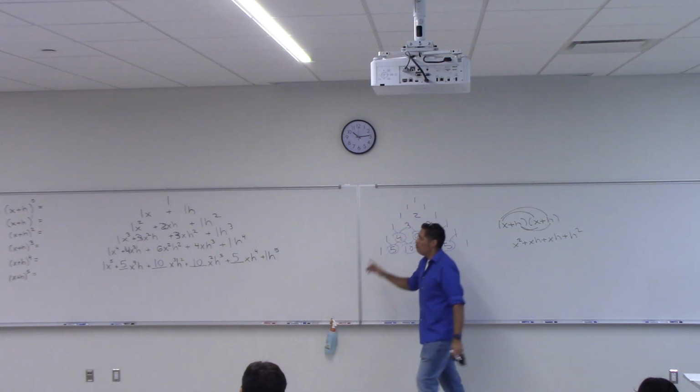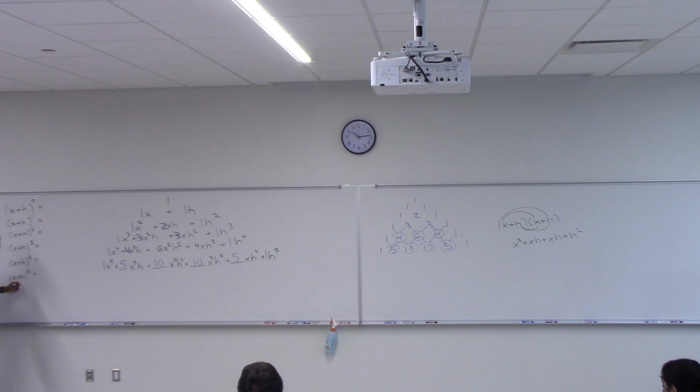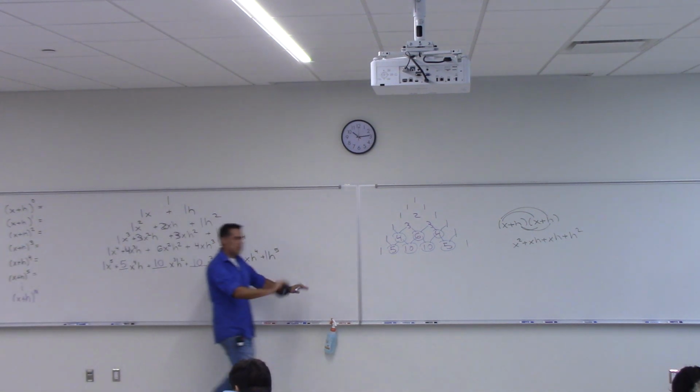All right, I'm out of time. We will pick up next class, because what we're interested in is what would be the formula, what would it look like to have (x + h) to the nth power. What would that look like? All right, so we'll talk about that next time.